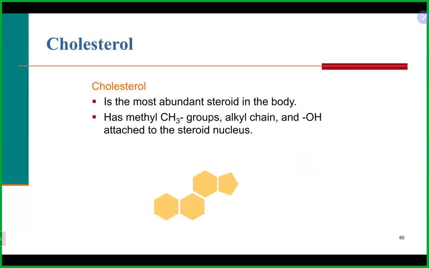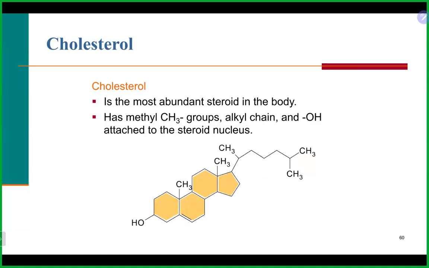This is cholesterol, which is the most abundant steroid in the body. And you have some LDL and HDL happening in your body. It has some methyl groups, an alkyl chain, some OH groups attached. And once again, here you can see its steroid nucleus happening in that case.